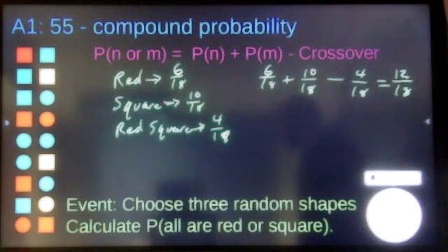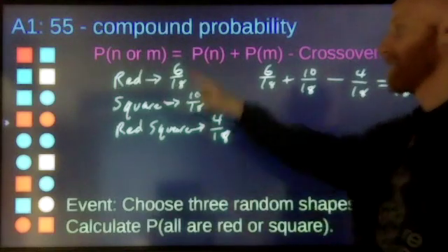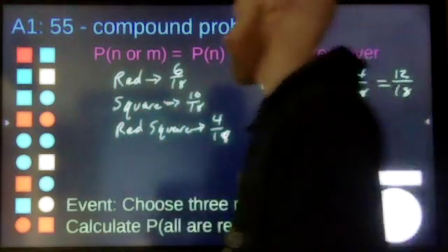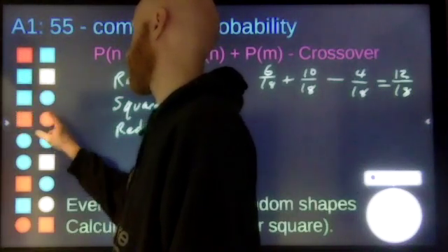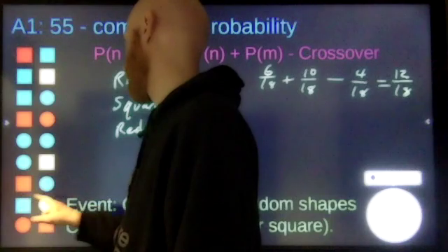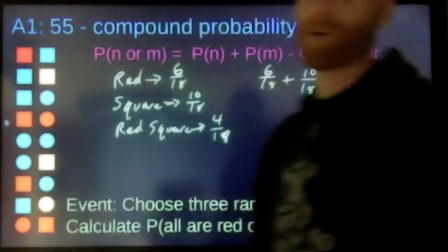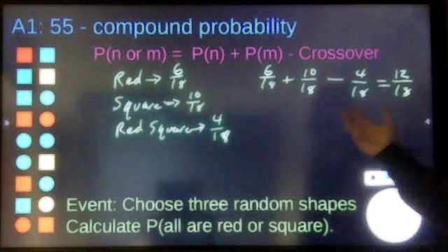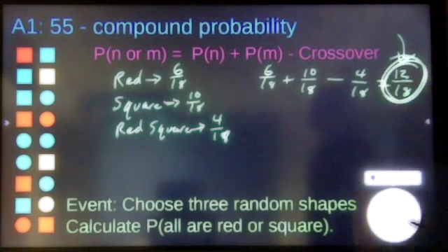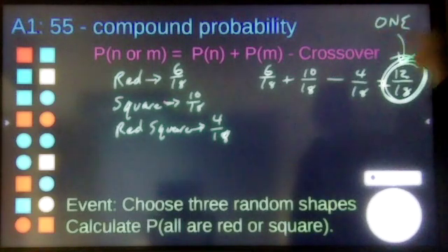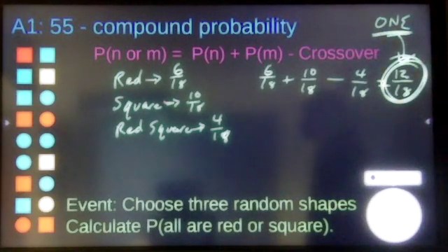Now, I could have gotten to that answer faster if instead of counting these separately, I work on them together. 1, 2, 3, 4, 5, 6, 7, 8, 9, 10, 11, 12. Right? There are 12 out of the 18 shapes that are either red or square. So that would have been a faster way to get to that probability. Now, that's just the probability of taking one shape and having it be either red or square.